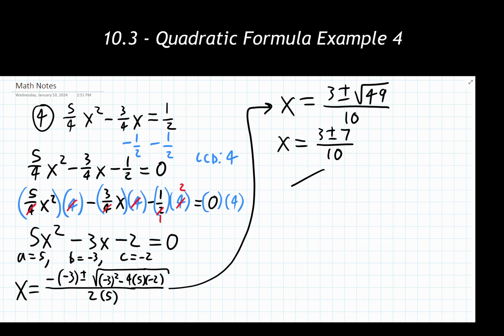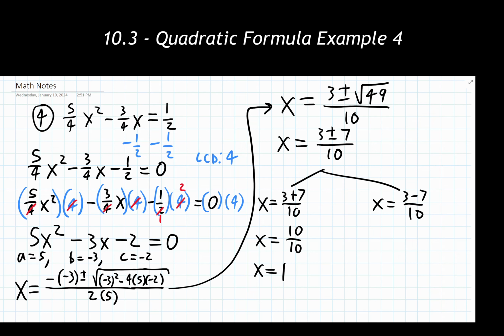And now I need to split this up into the instance where I'm adding 7, the instance where I'm subtracting 7. And I'll work with each of those and simplify them down individually from there. So in this first one, I'm getting 10 over 10, which is the same as saying 1. Then the other one, I'm getting negative 4 over 10, which is the same as saying negative 2 over 5. And there we have our two final answers for this problem.